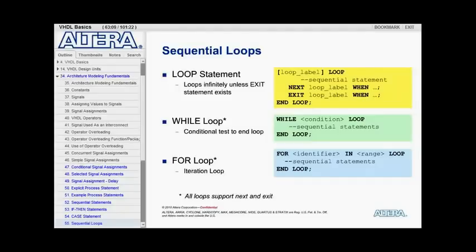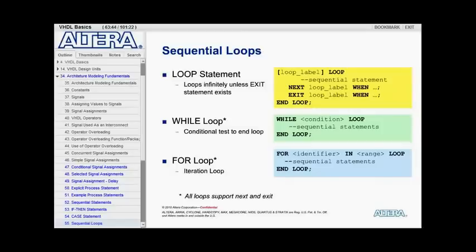VHDL has support for loops. So there's 3 different types of loops that are supported. First is the loop statement, which just indicates that the sequential statements that follow execute infinitely unless a next or exit statement is reached, which you can indicate using some sort of condition to drop out of the loop, or a next clause, which indicates some condition for which the loop will stop the current execution and skip and proceed with the next execution of the loop.